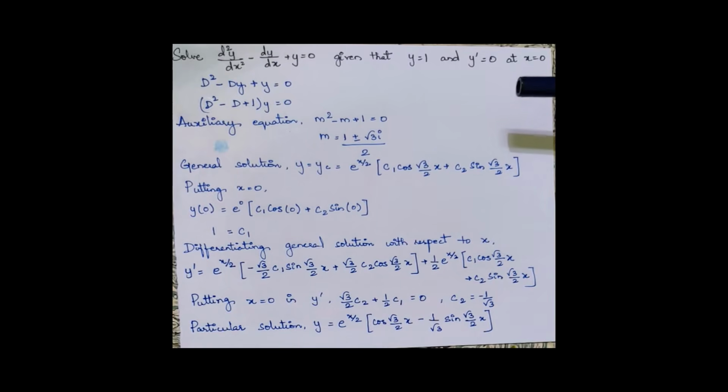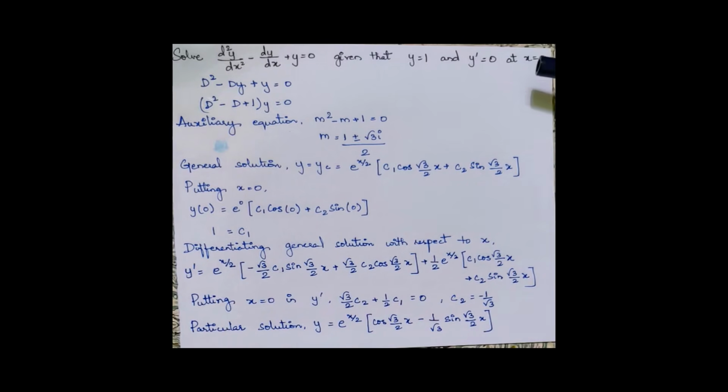Here's a sample for the particular solution. Solve d squared y by dx squared minus dy by dx plus y equal to 0, given that y is equal to 1 and y dash is equal to 0 at x equal to 0. On substituting D and then m, we obtain the auxiliary equation m squared minus m plus 1 equal to 0. Then we obtain the roots to be (1 plus or minus root 3 i) the whole divided by 2. The roots are imaginary. So based on the format, this is the general solution we obtain.